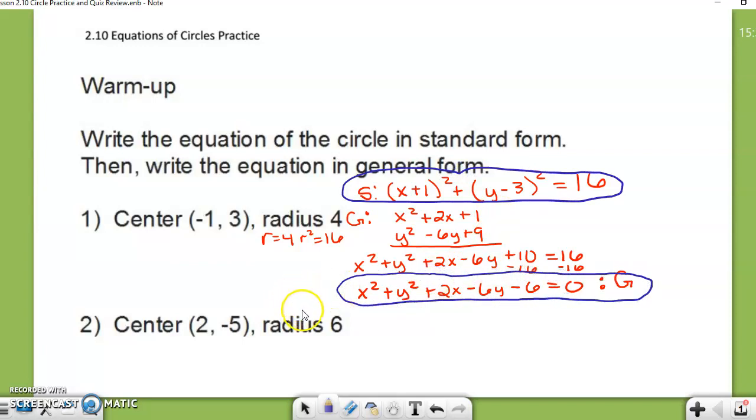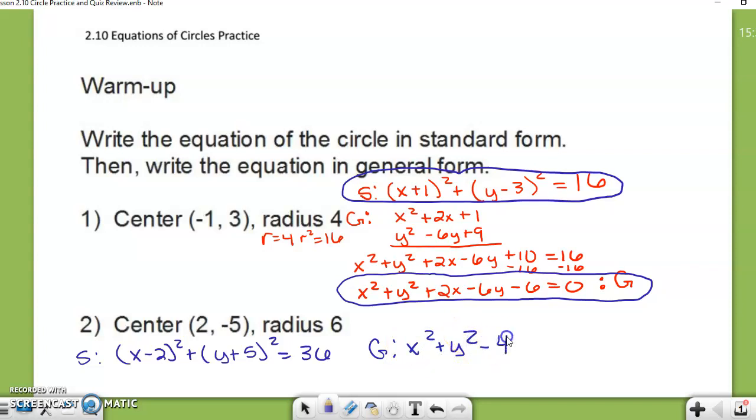Why don't you try the second one? Pause the video, come back and see if you get them right. All right, how'd you do? Go back and try to work backwards and see if you can correct your errors.